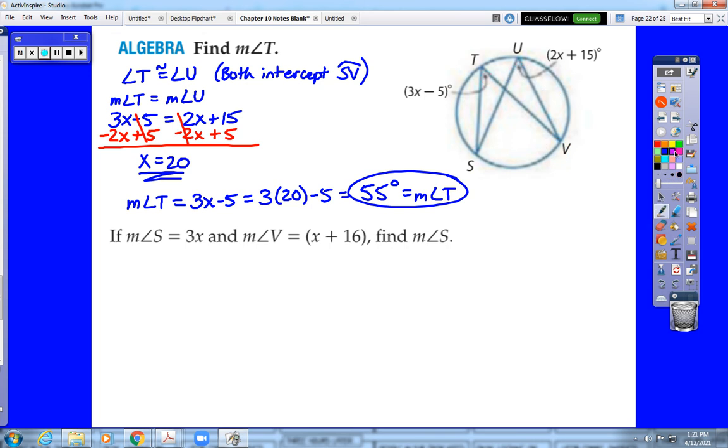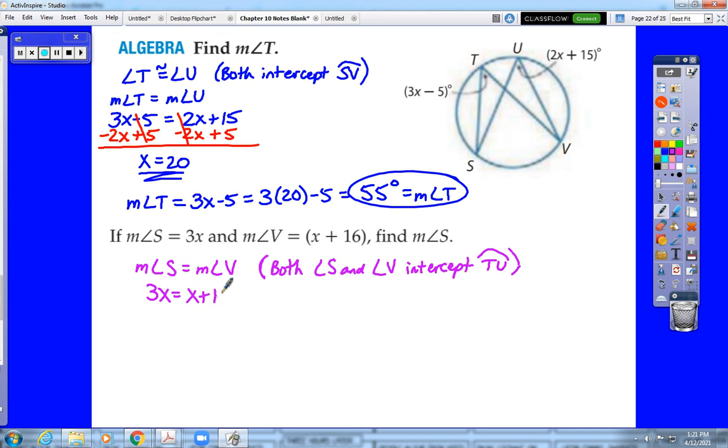So on the second half of the page here, what do we need to do with those measurements? Again, same picture. Now we're talking about angle S and angle V. How are they related to each other? They're equal as well. Why? Good. The measure of angle S has to equal the measure of angle V because both intercept the same arc. This time that is arc TU in the picture.